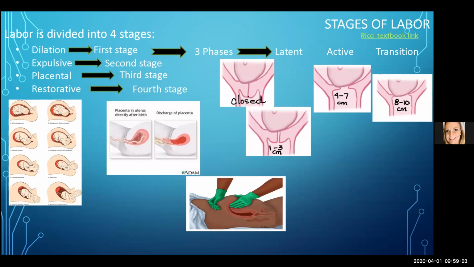The fourth stage, or the restorative stage, begins with delivery of the placenta and ends with the initial physiologic adjustment and stabilization of the mother. It's usually 1 to 4 hours post-birth. This stage initiates the postpartum period. So we've gone from labor and delivery to now postpartum.